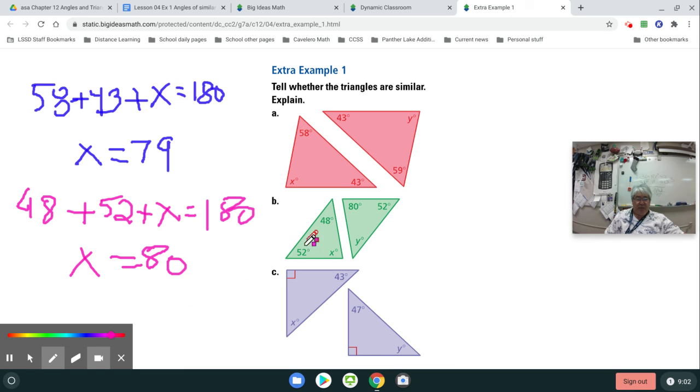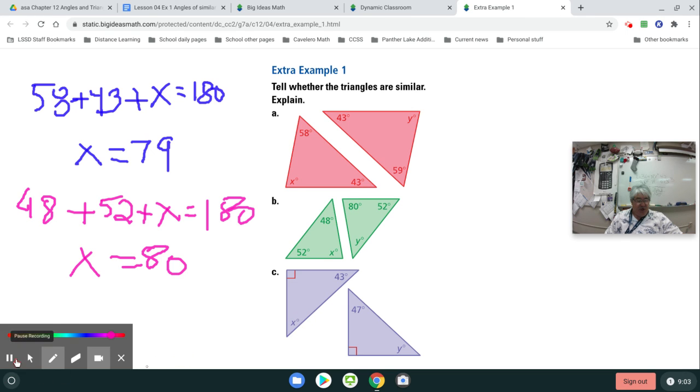So 48 plus 52 plus x is equal to 180. Therefore, x is equal to 80. So now you have an 80, 52, 48. And over here you have an 80, 52. That must be equal to that one because you have two angles that are equal. The third angle must be equal. Yes, it is similar. Last one.